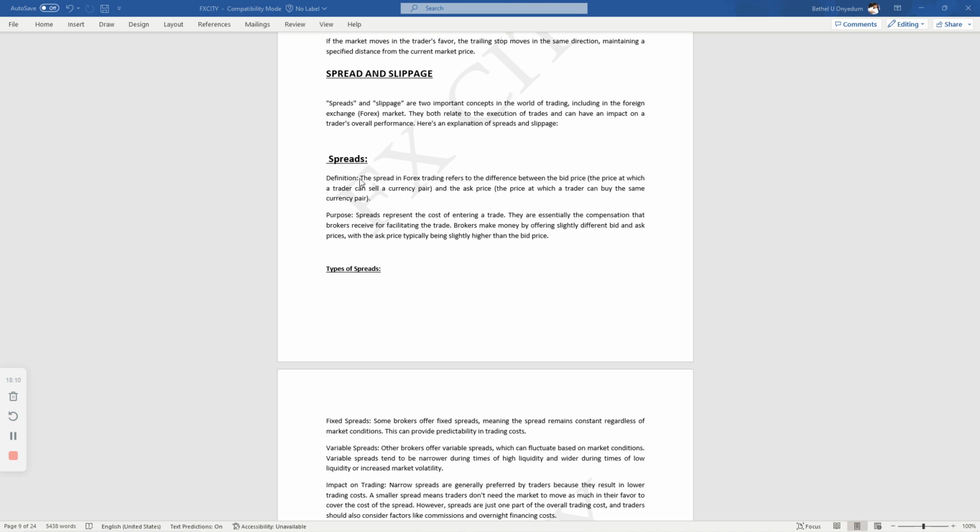So spread, I've actually mentioned spread before. Spread in forex refers to the difference between the bid price and the ask price. The spread represents the cost of entering a trade. This is the charge the broker charges you to facilitate your position. They are the ones connecting you to a liquidity provider, so you have to pay them something to execute trades for you.